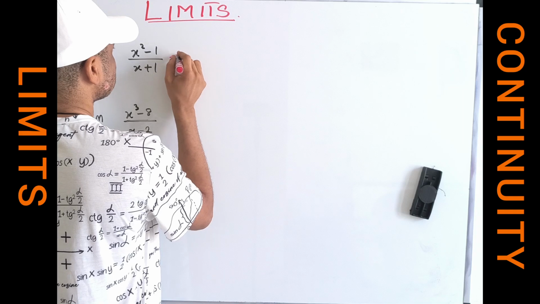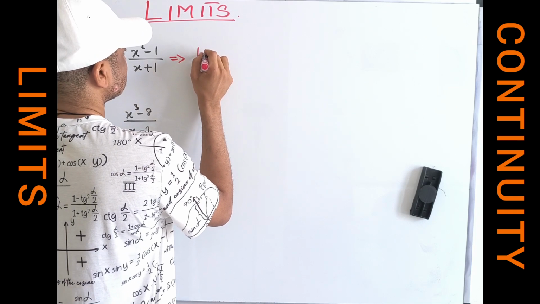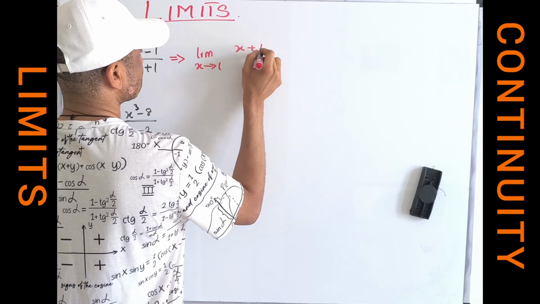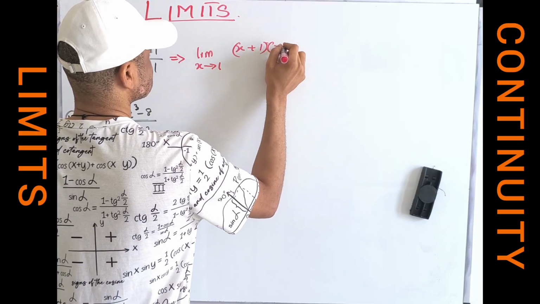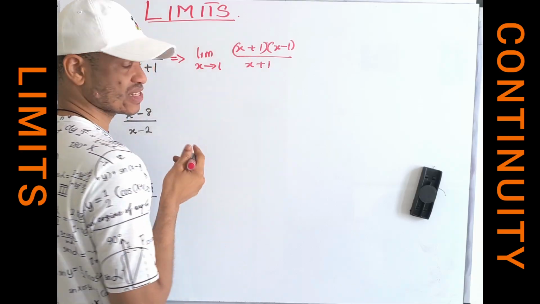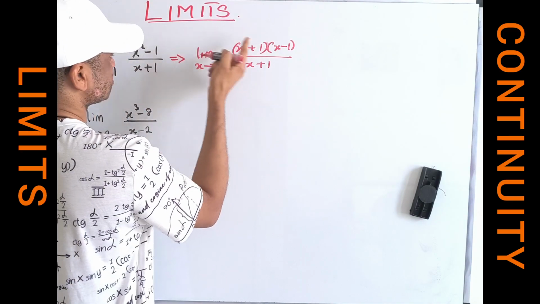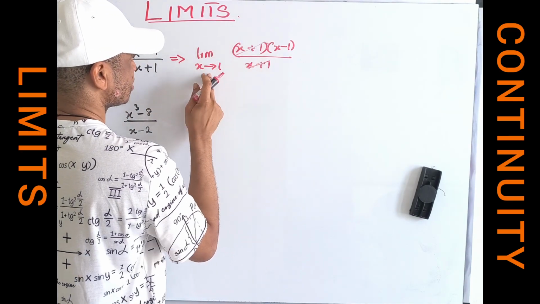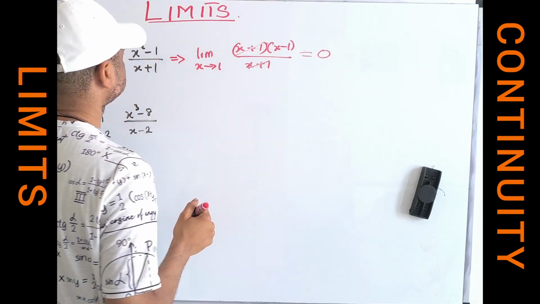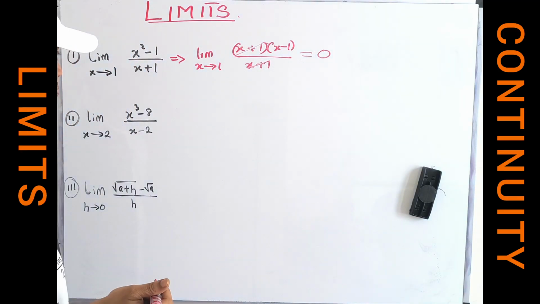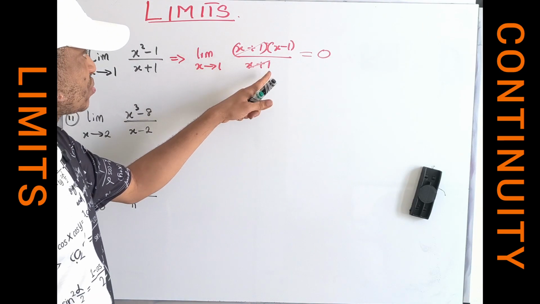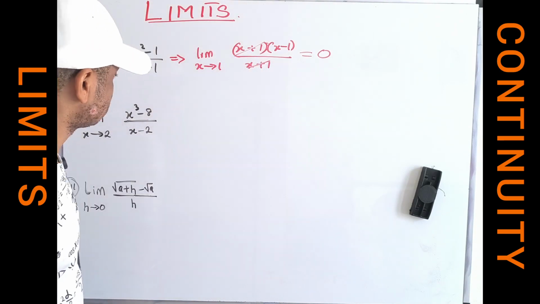So this is the same thing as the limit as x tends to 1 of (x plus 1)(x minus 1) over x plus 1. So you can see what I'm doing. This is a difference of squares, so this will take care of this. So as x tends to 1, this will be 0. So the answer is 0 for that. As x tends to 1, this cancels this, that will be 0.